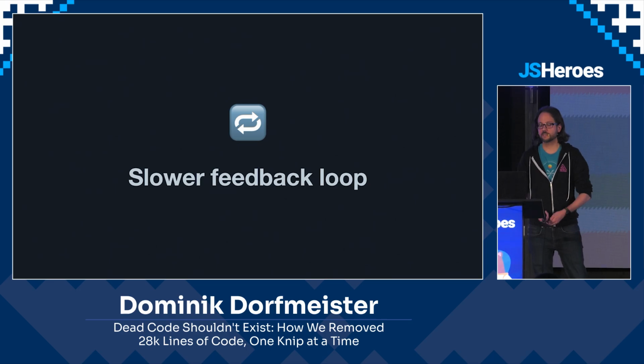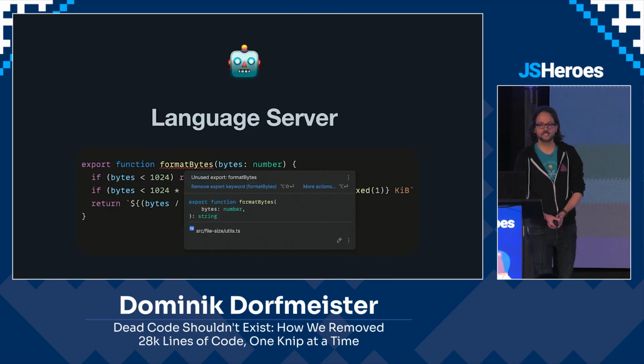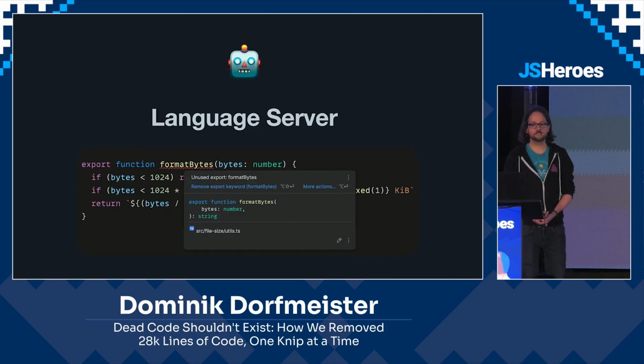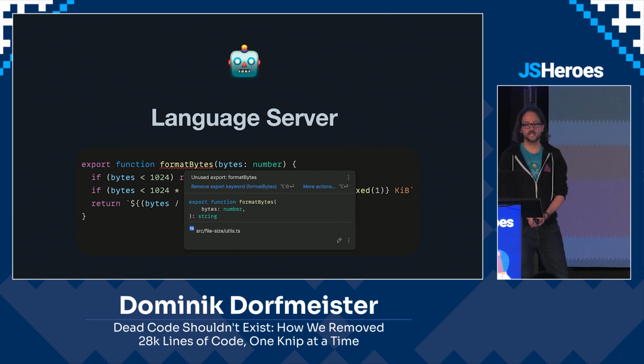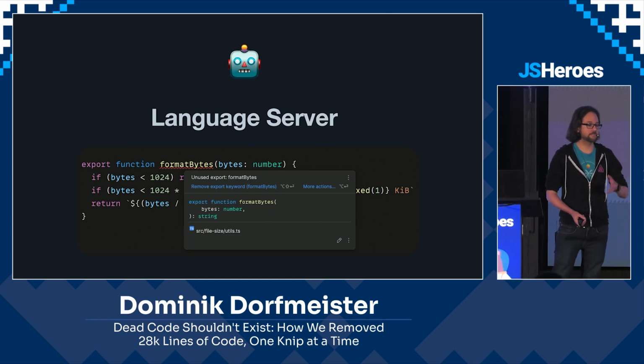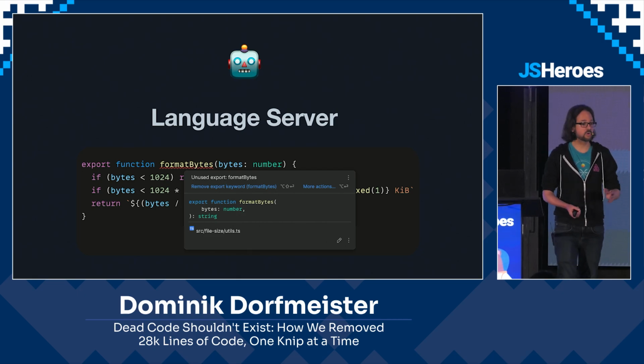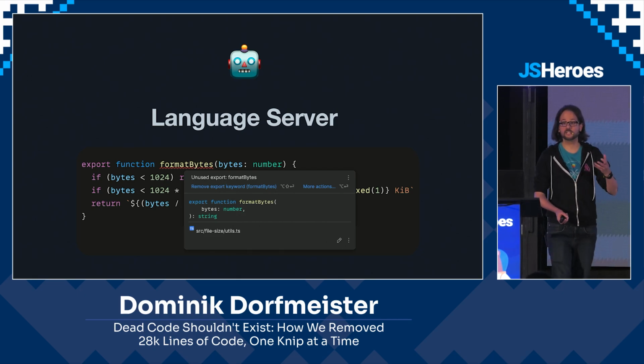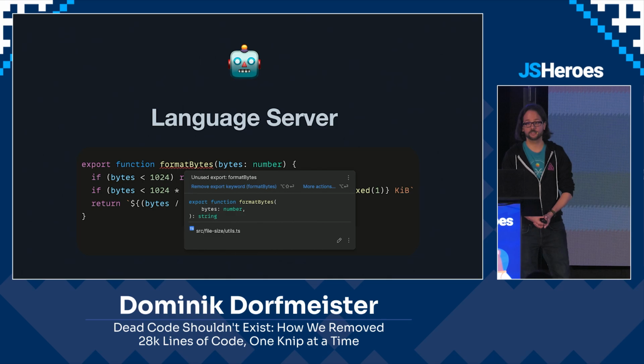But also, Knip is getting better, and it now has its own language server, which powers their MCP server, and also the editor integrations for VS Code and IntelliJ. And that means we can now get those red squiggles right in our IDE if something is unused, which is a really cool improvement.